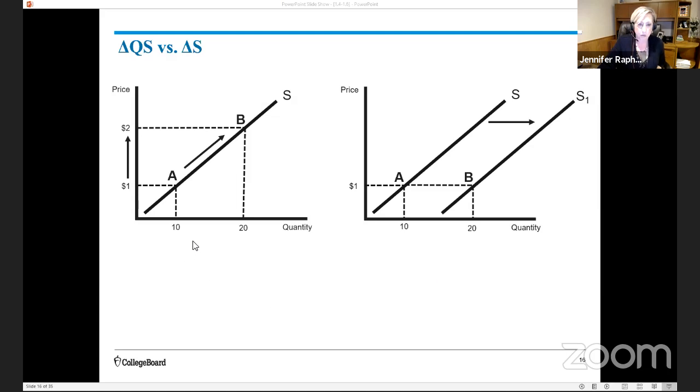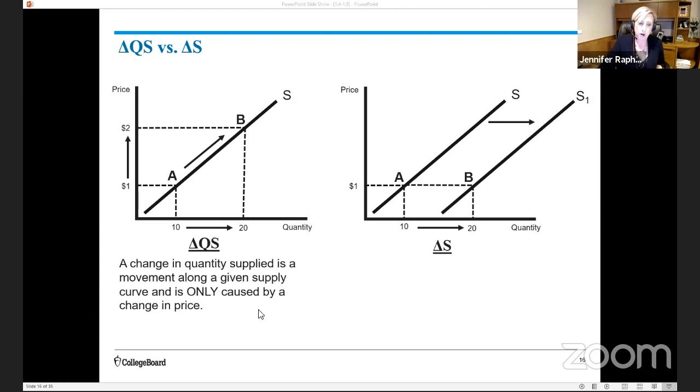So you can see again, we have an increase from 10 units to 20 units and an increase from 10 units to 20 units, but for very different reasons. This is an increase in quantity supplied caused by an increase in the price. This is an increase in supply.